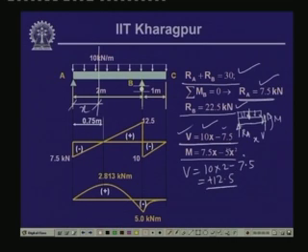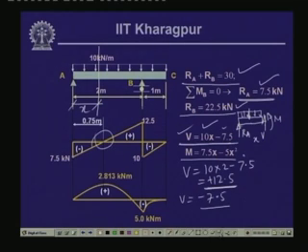Now, you noted that when x is equal to 0, V is equal to minus 7.5, and at x equals 2, V is equal to plus 12.5. So, it varies from minus 7.5 to 12.5. So, somewhere in between the shear force will be equal to 0.